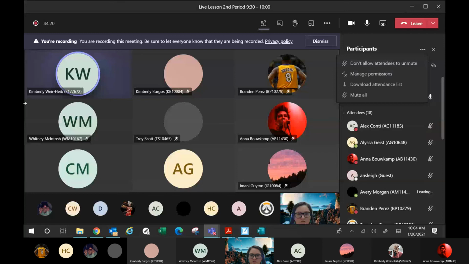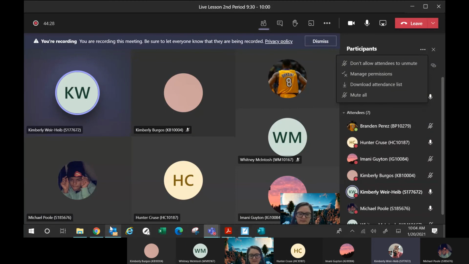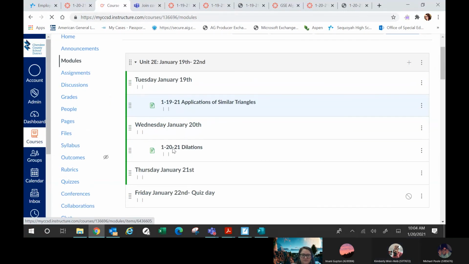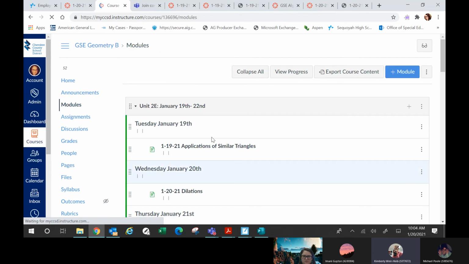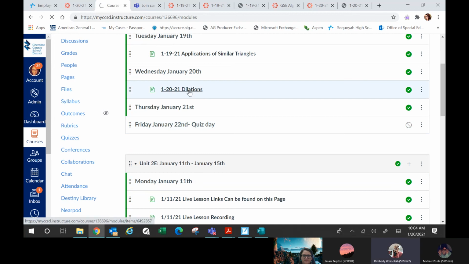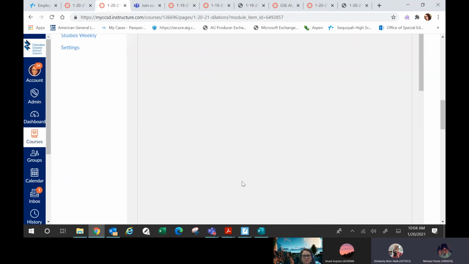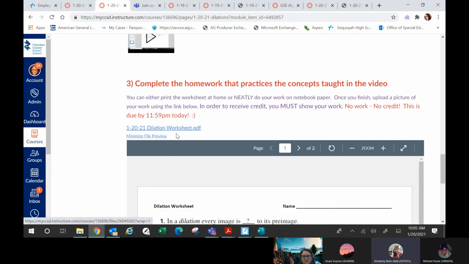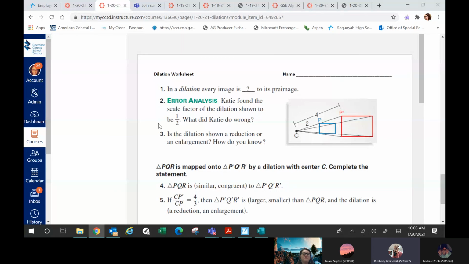Miss Richards? Uh-huh. Where is the worksheet? Okay, so it's attached, everything is in that one page under modules. So if we go to modules, go to the dilations page for today. Because I pulled up the assignment and it was blank. Let me see what it did. When you pull the worksheet up, I clicked 1/20/21 homework assignment upload dilations and it says no content.